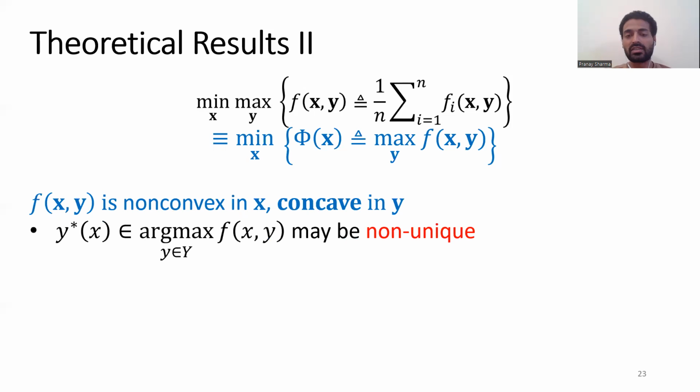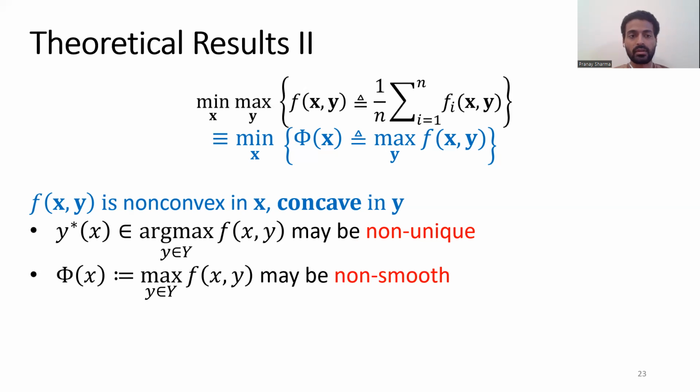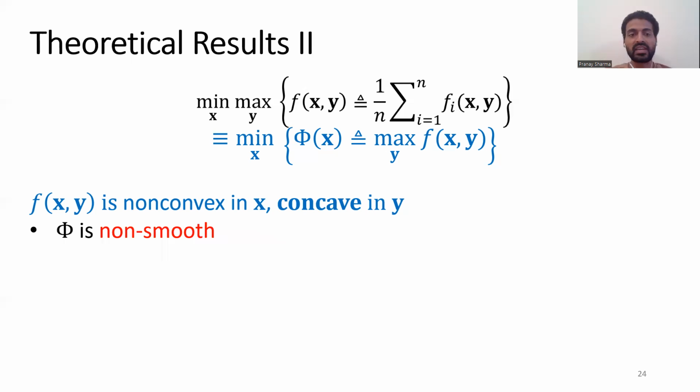Now notice that because the maximization problem is no longer strongly concave, the maximizer of f with respect to y is no longer unique. It need not be unique, right? Therefore, the function of x which you get after performing the maximization operation, phi, need not be smooth anymore. This can be non-smooth. Therefore, we have to modify what we did so far. So phi, the result of the maximization operation, is potentially non-smooth.